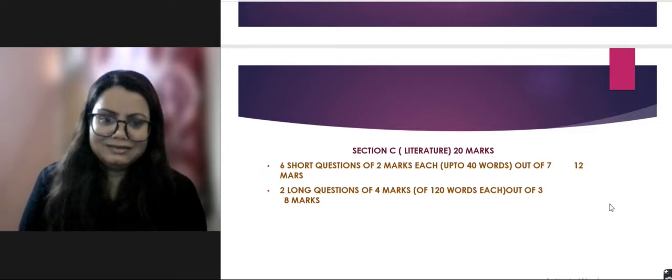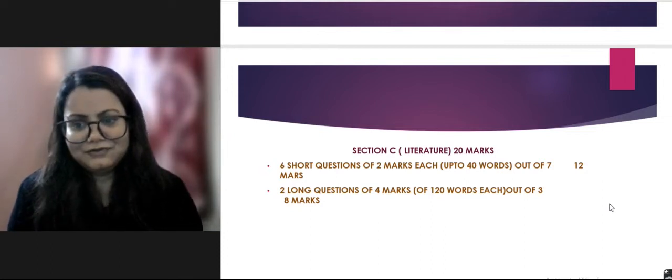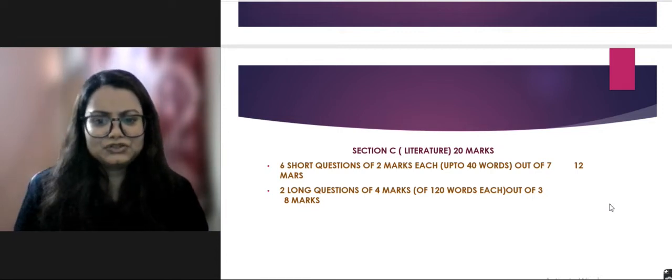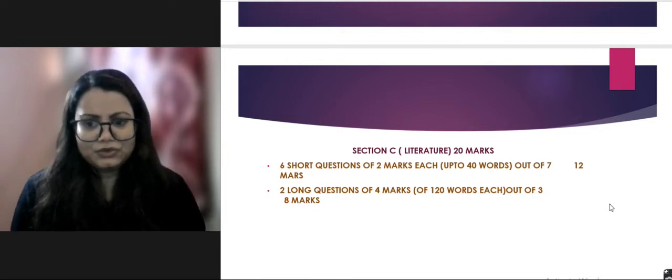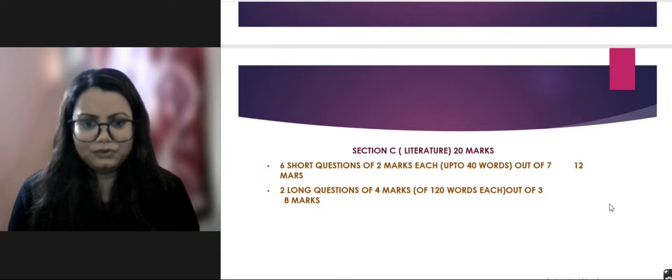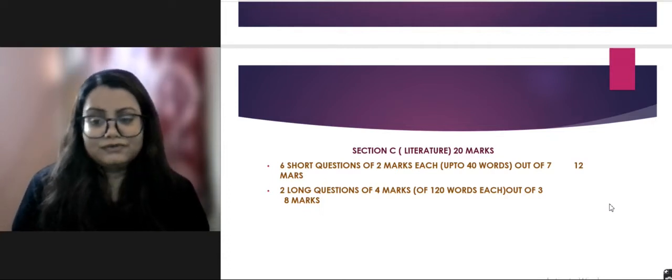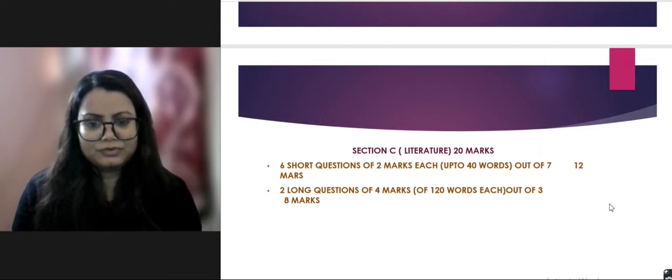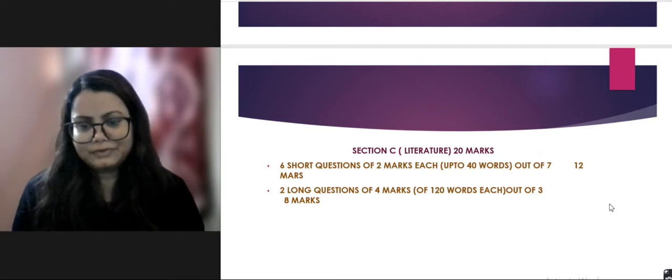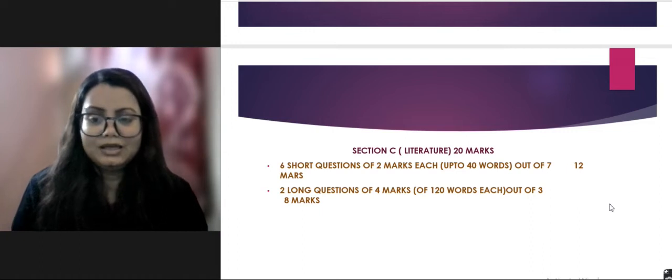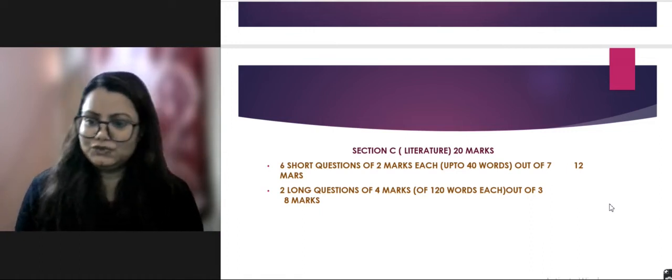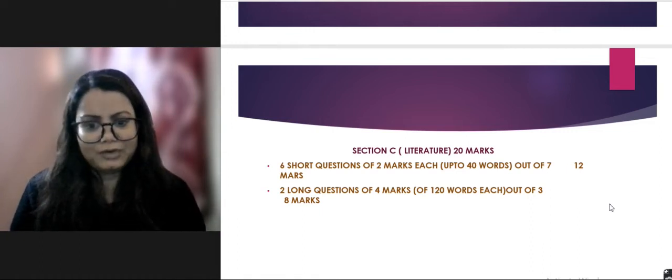So section C, literature for 20 marks. Let's see what kind of question can come. So we are expecting 6 short questions of 2 marks each, and we know the word limit is up to 40 words. And out of 7 questions, of course, 7 questions would be given, out of which you have to answer 6 questions. In the long question as well, which is of 4 marks now. Earlier it used to be of 5 marks, now it is of 4 marks.